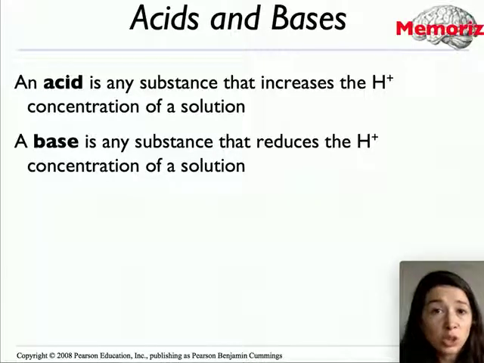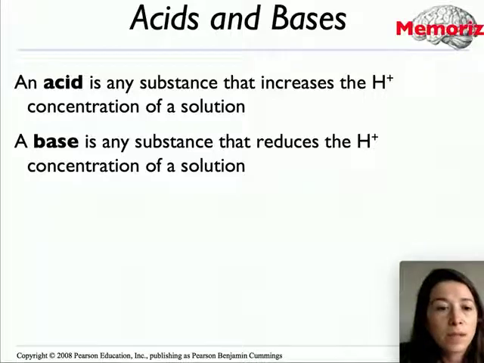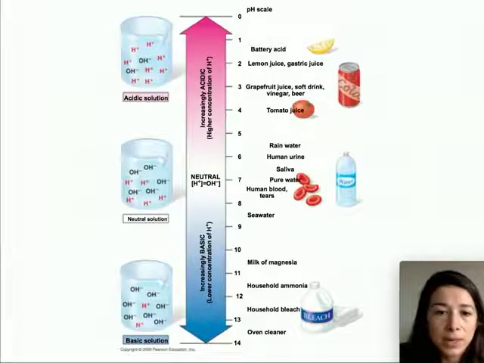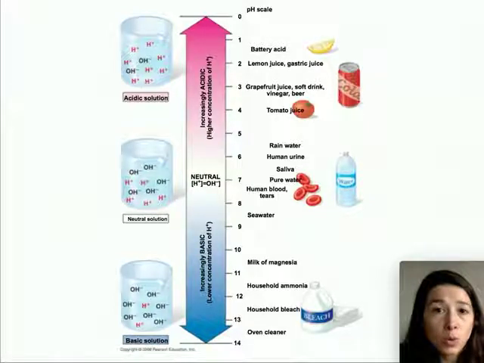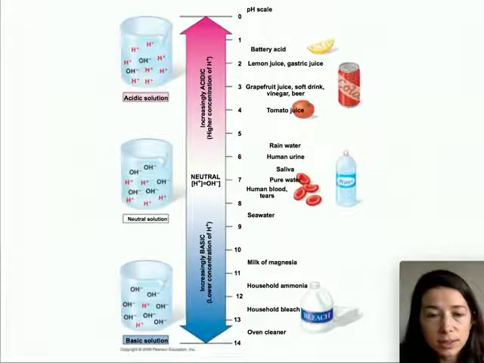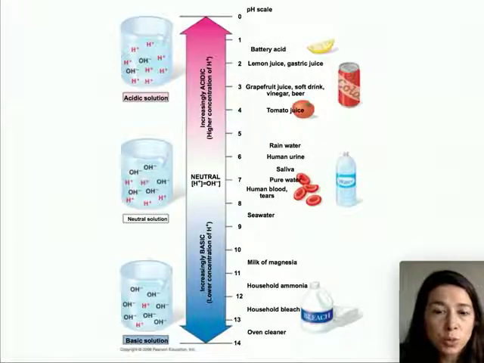So if we increase the hydrogen ion concentration, that's going to be an acid. If we reduce the hydrogen ion concentration, that's going to be a base. A lot of detergents are bases. So here's approximately the scale that we're working with when we look at the pH scale. And pH is just a measure of these hydrogen ions. So it goes from 0 to 14, and numbers that are very low are very acidic.